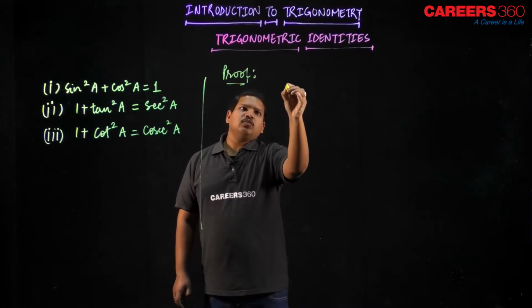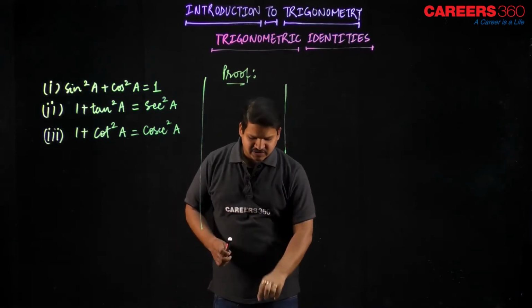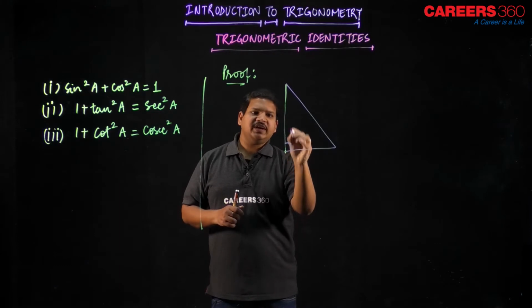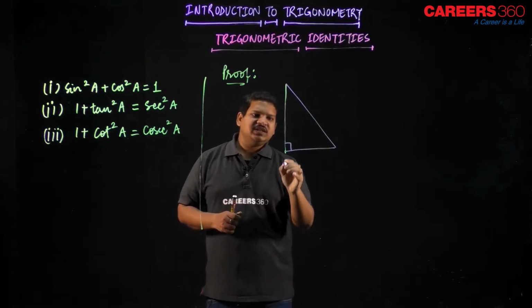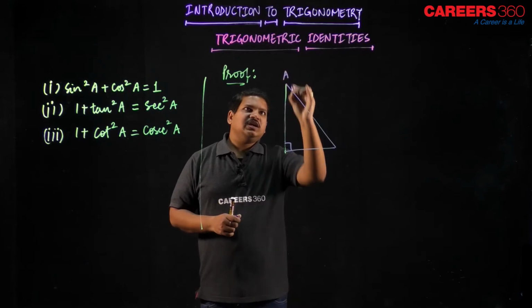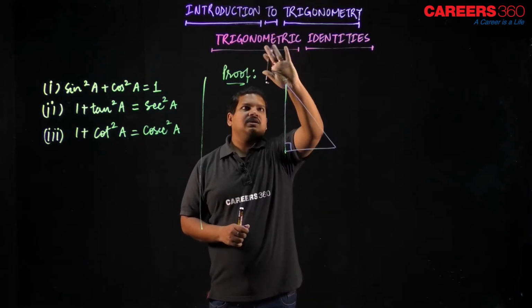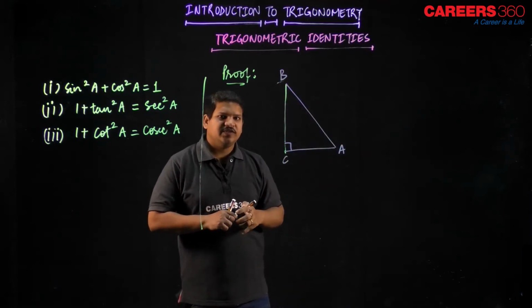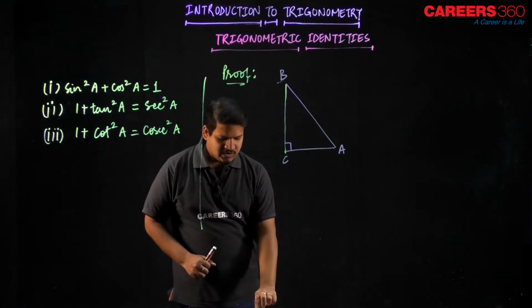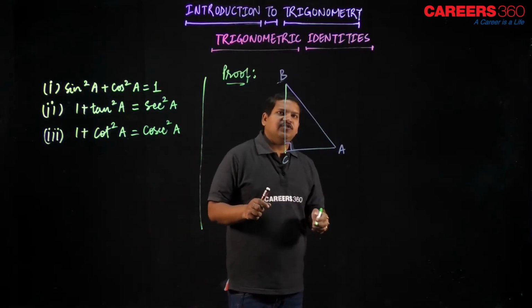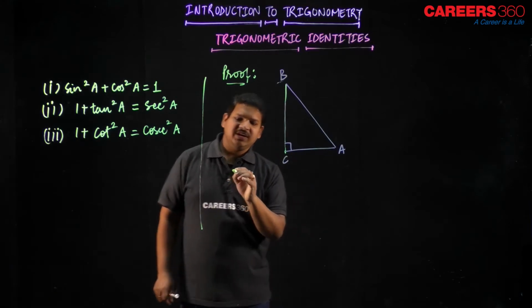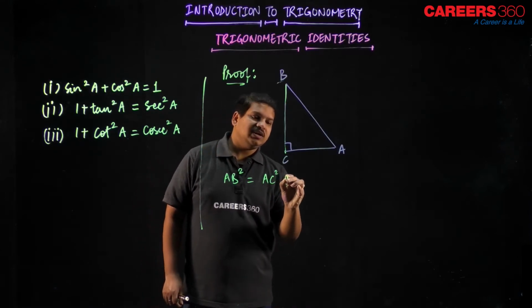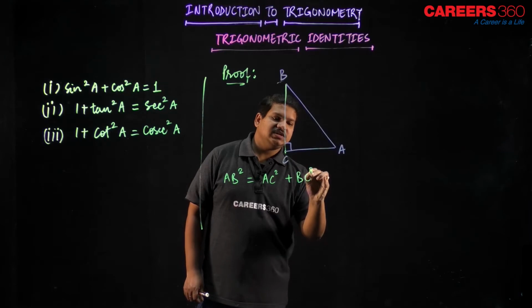So in order to prove them, firstly I am going to draw a right angle triangle. Let us draw this right angle triangle, and in this right angle triangle we have, let's say, A, B and C. We have three sides. Now in these three sides, if I apply Pythagoras theorem, what I will be getting is AB square is equals to AC square plus BC square.